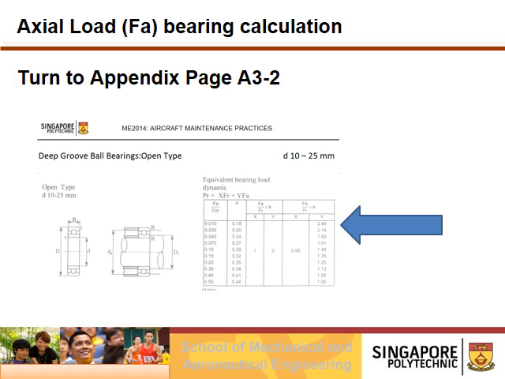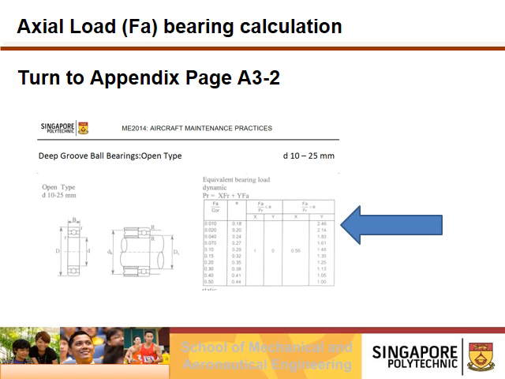Alright, the previous examples we have worked on are all radial loading. That makes life very easy because with only radial loading, your FR is equal to your PR, right? Your factory load. So what happens if your factory loading now has an additional axial loading that complicates your calculation?